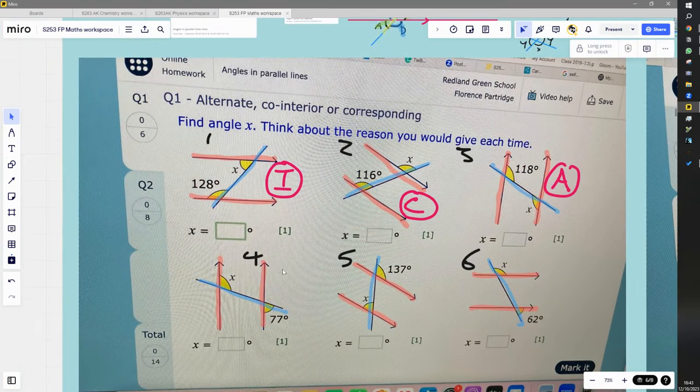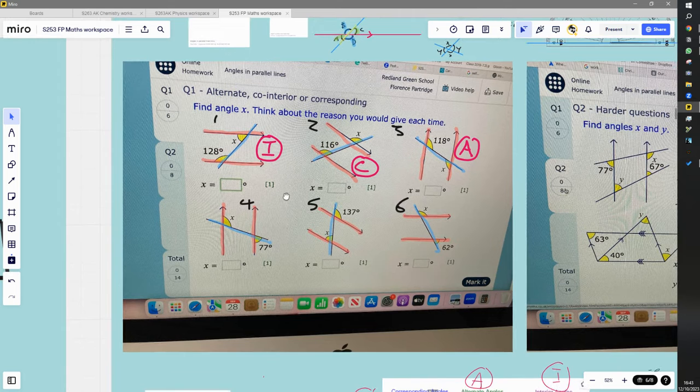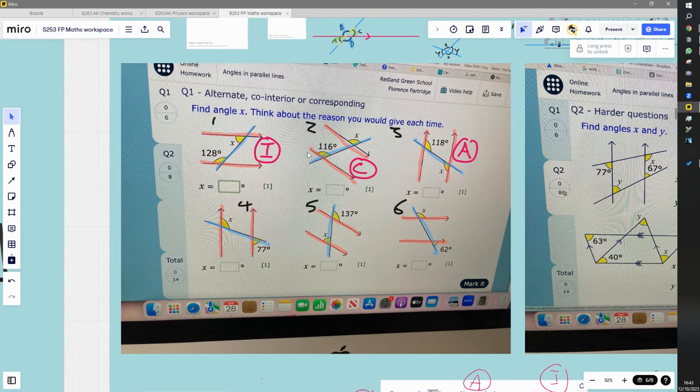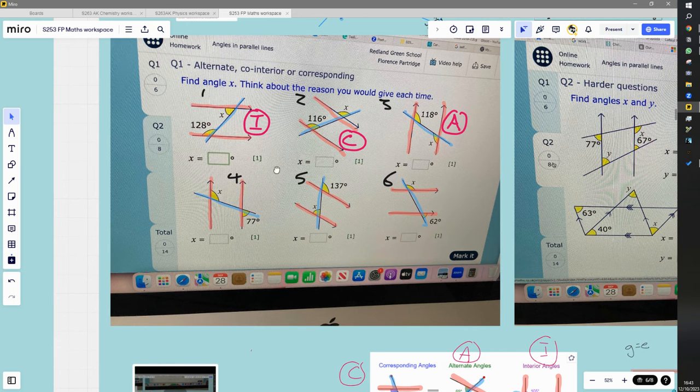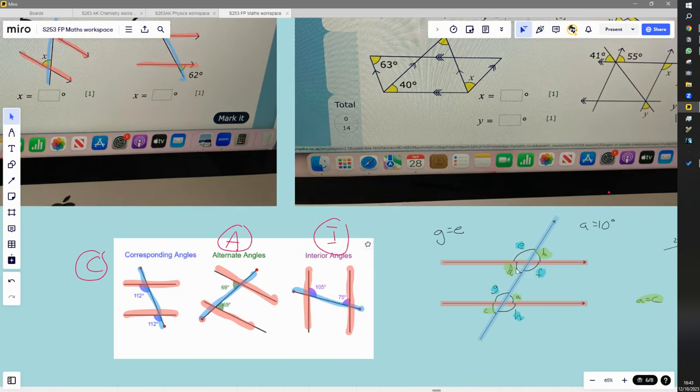Right. So let's have a look at some of these questions and how we can answer them. As it says here, think about the reason you would give each time. Now, my little cheat was to identify that there are only ever two different angles, as in, well, there are 8 angles, but there are only 2 different ones.